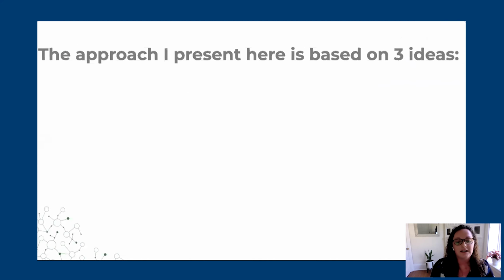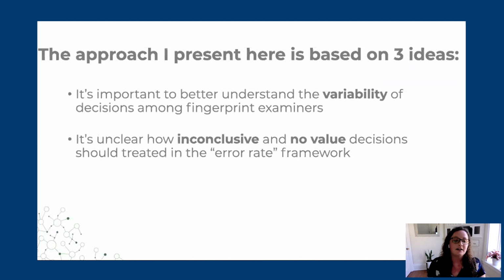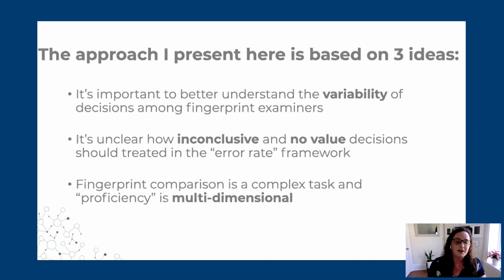And so the approach that I present here is based on 3 ideas. The first is that it's important to better understand the variability of decisions among fingerprint examiners. The second is that it's unclear how inconclusive and no value decisions should be treated in the error rate framework. And then the third is that fingerprint comparison is a complex task, and proficiency is multidimensional. And so anytime that we are trying to summarize proficiency with a single number, we're going to lose some information. And so really, what happens if we approach this in a multidimensional way?